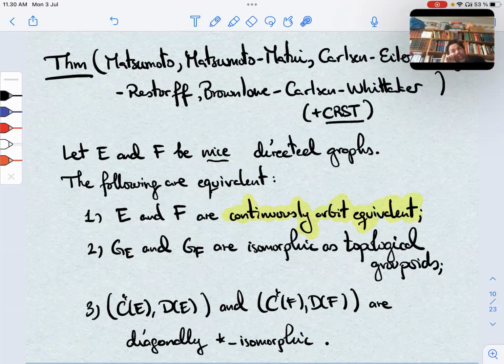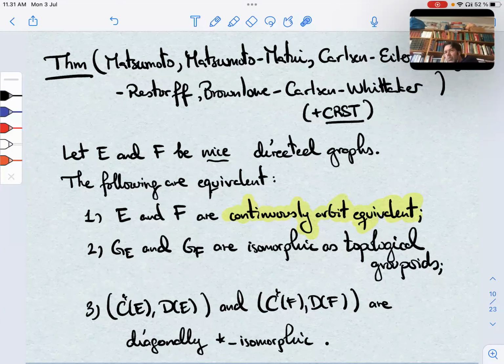Roughly speaking, an orbit equivalence will take an orbit to an orbit, and the continuity tells you that you can only stretch that orbit in a continuous way. So you have continuous maps that tell you how you can stretch that orbit. You can't do it in an arbitrary way. And this very nice theorem tells you that when you have graphs E and F, then the C-star algebras are diagonally isomorphic precisely when the graphs are orbit equivalent in this continuous way.